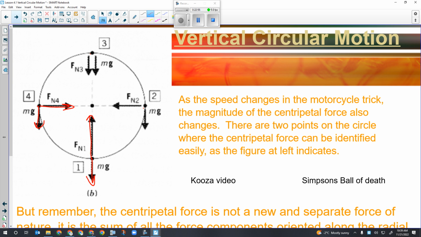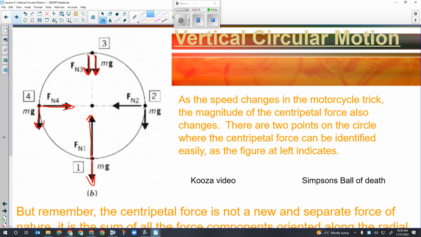Okay? At the top, on the inside, gravity pulls in, and if you're going faster than you have to, normal force pushes in as well. Okay? If I'm going over the top, then normal force pushes out, and gravity pulls in. Agree with me there? Okay.